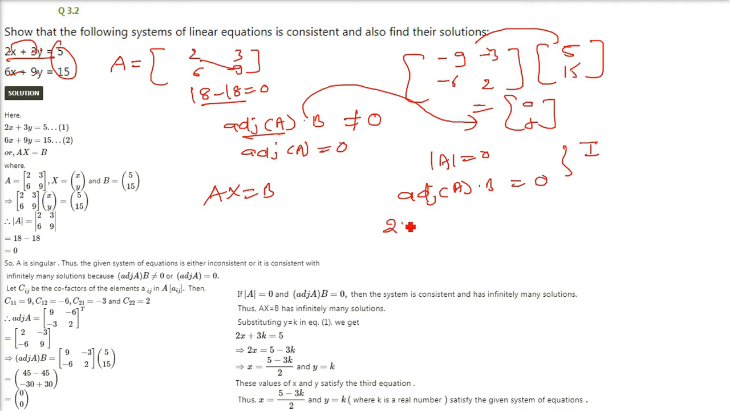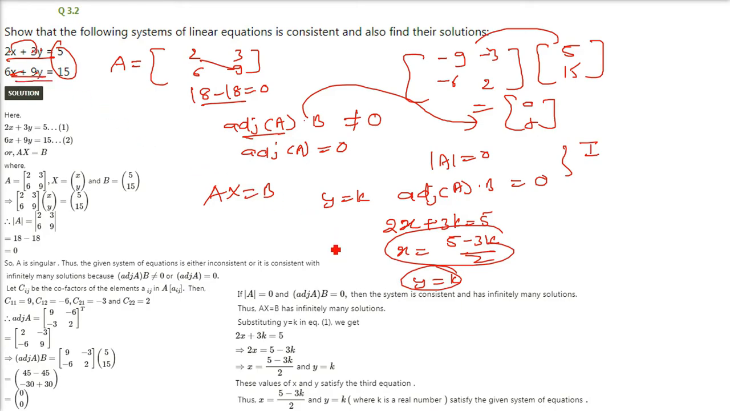Okay. So what you have to do here is assume y equals k, 2x plus 3k equals 5, x will be equal to (5 minus 3k) by 2. So x and y both are dependent on k. K can be chosen by you, any value you give, and you will get infinite solutions. Infinite solution because of the k, and k is up to you, right? Now this x equals (5 minus 3k) divided by 2 and y equals k.